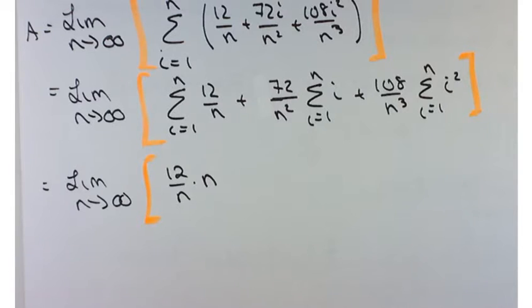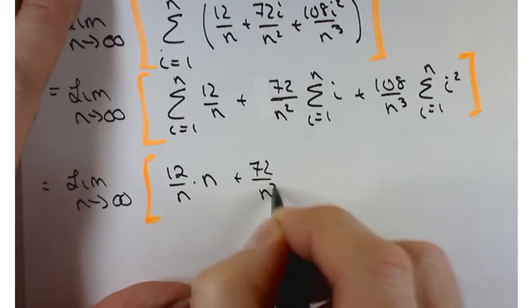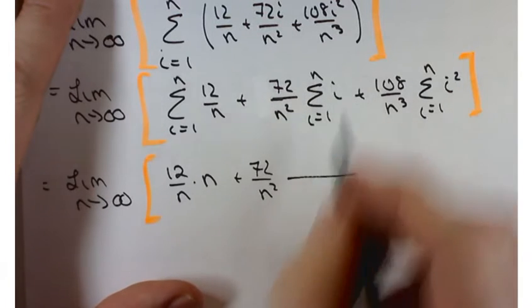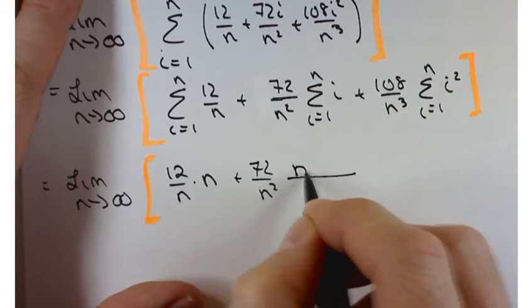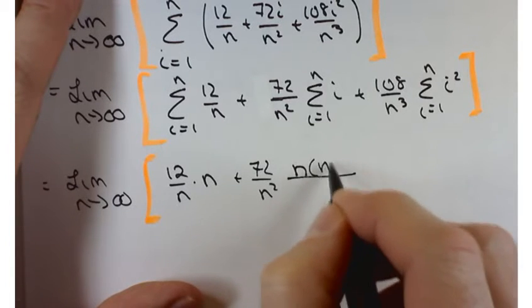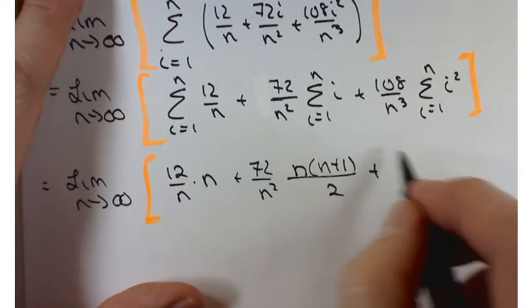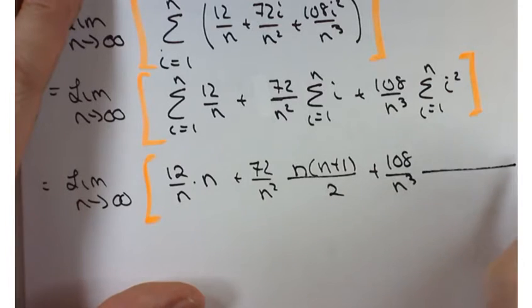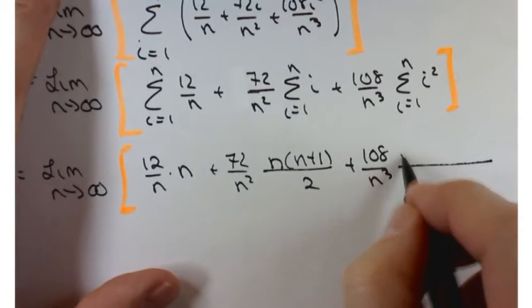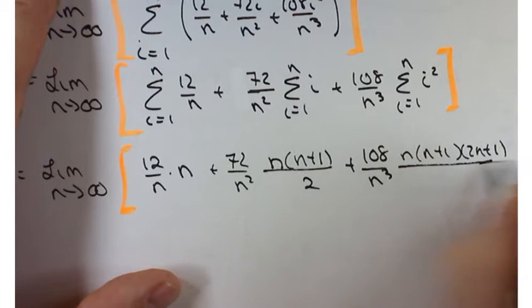All right. The formula you're thinking of is over here. For 72 over n squared, go ahead. Sum of the first n integers is? Good. Someone be a show-off and do the last one. Sum of the first n squared integers. What was that one? Well done.